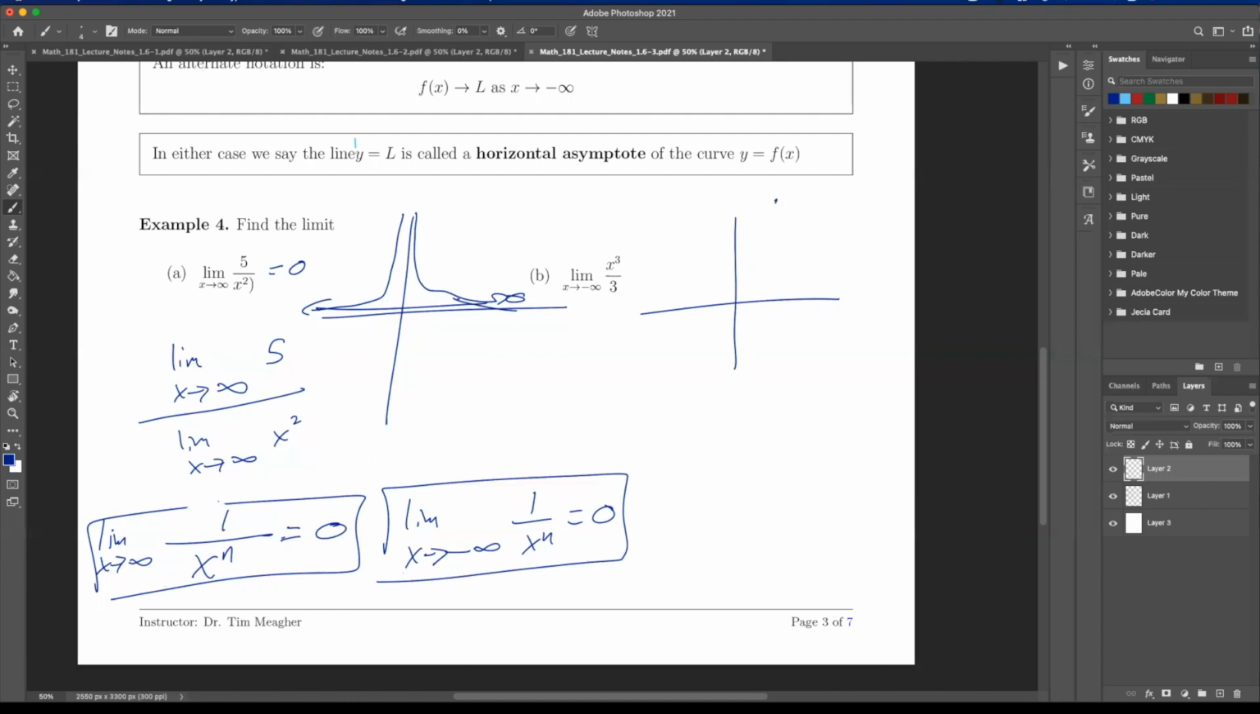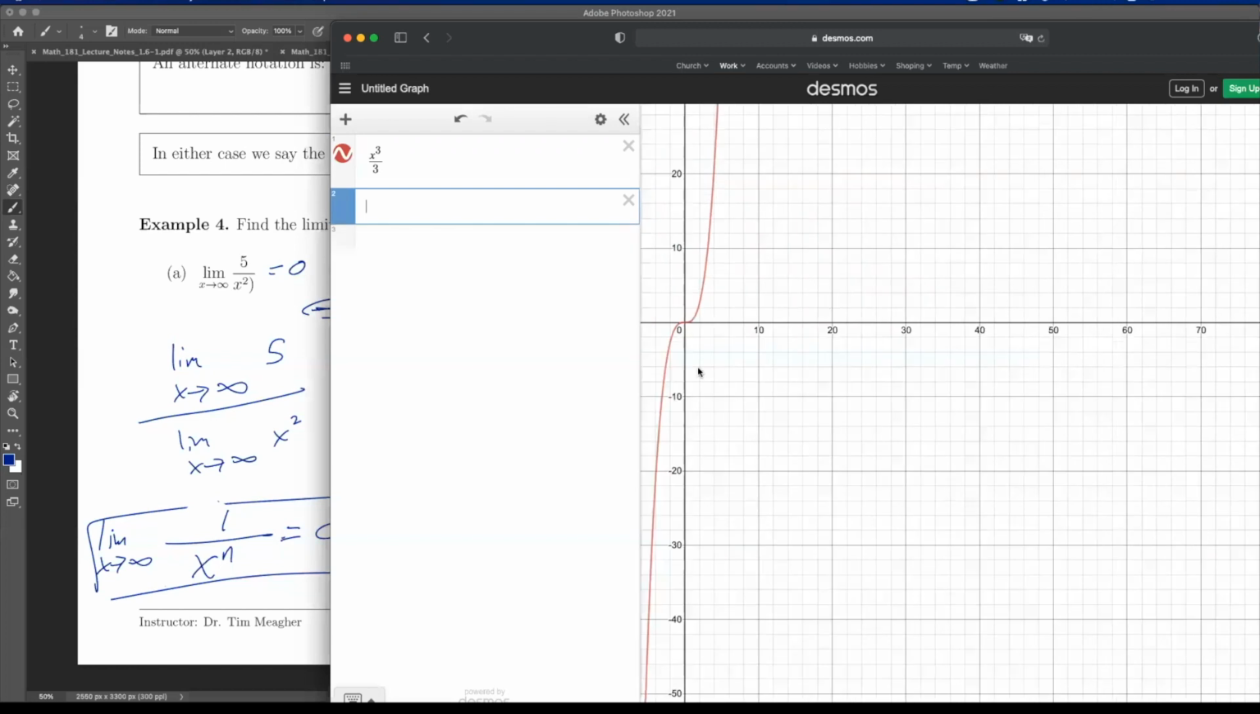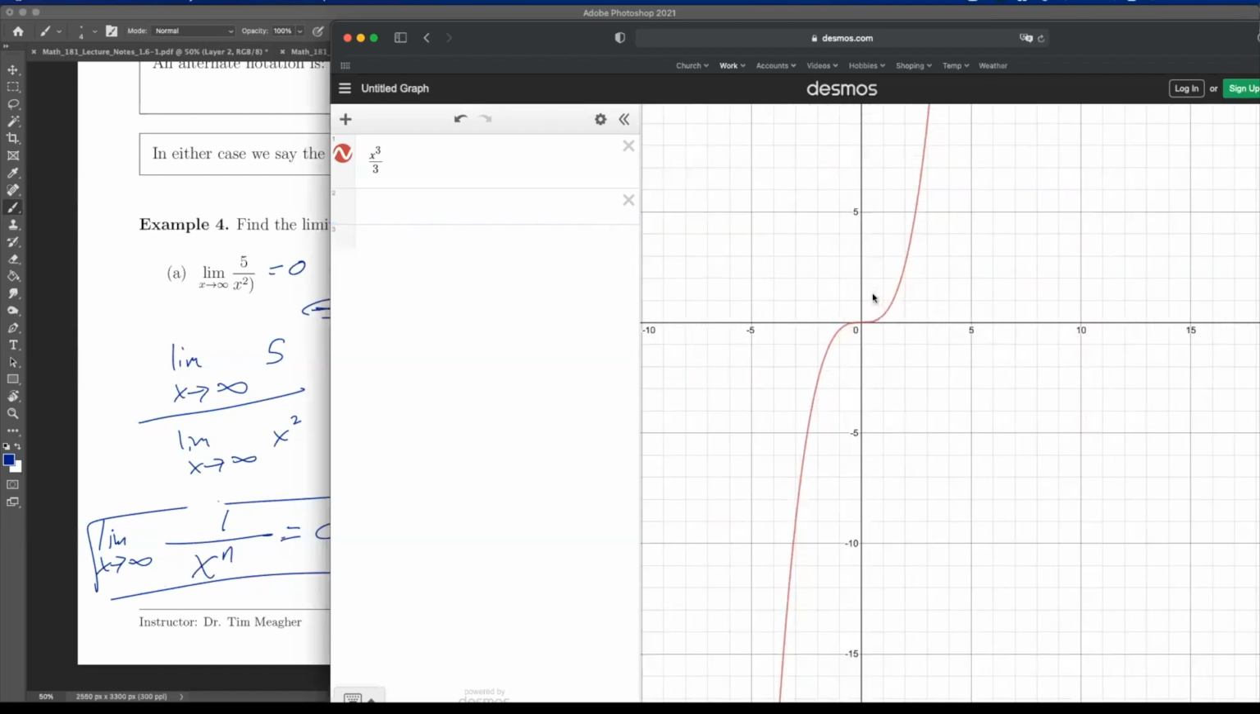Let's look at it graphically, and then we can do it numerically. And then I'll show you, and I'll make one other statement real quick. So let's look at it graphically. So let's flip this around. x cubed, and divide that by 3. All right. Woohoo. So it looks like x cubed still, right?